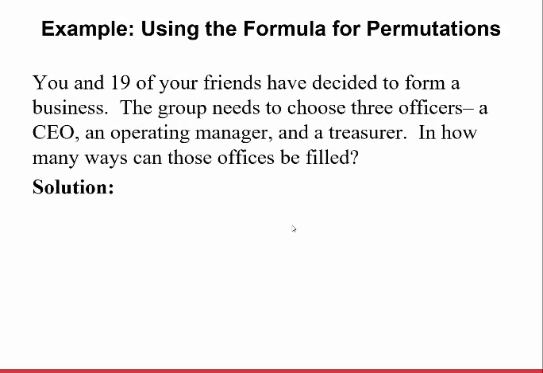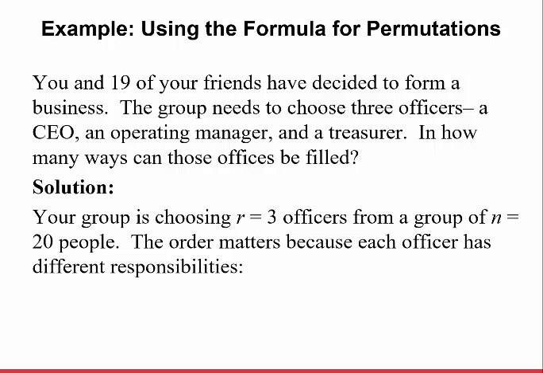All right, you and 19 of your friends have decided to form a business. The group needs to choose 3 officers, a CEO, an operating manager, and a treasurer. In how many ways can these offices be filled? Well, how many of you are there? Your group is choosing 3 people, a CEO, an operating manager, and a treasurer. So that's your R, the number of people you're picking, from a group of N equal to 20 people, because there's you and your 19 friends.